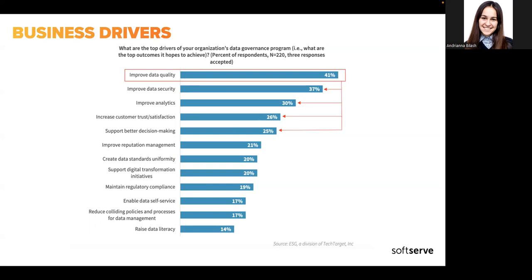And what does it mean? For example, if your data quality is low, then your decision makers won't trust this data and they won't use it to make business decisions. Or they can use this data, but the level of accuracy would be low and they would make poor decisions, which would cause either low profitability or even a financial loss. So data quality is one of the most important drivers according to most organizations.